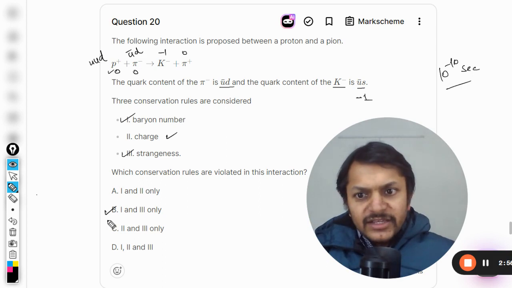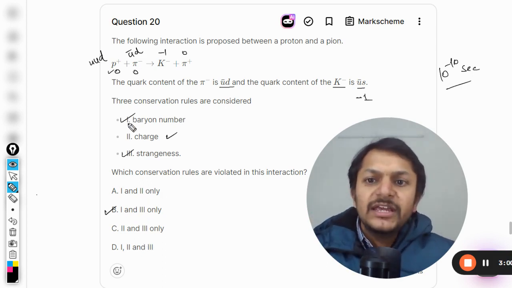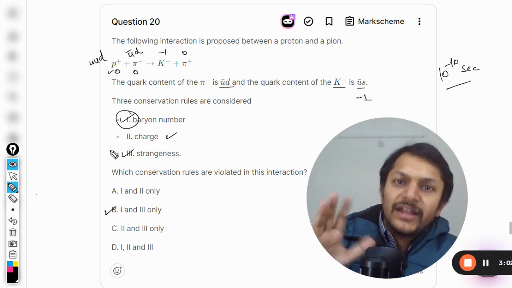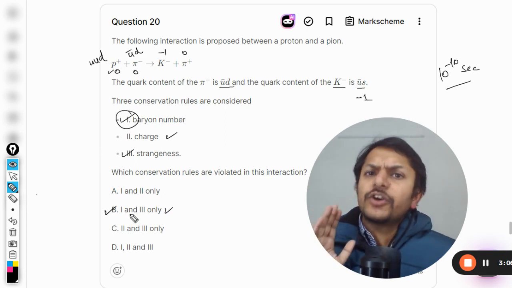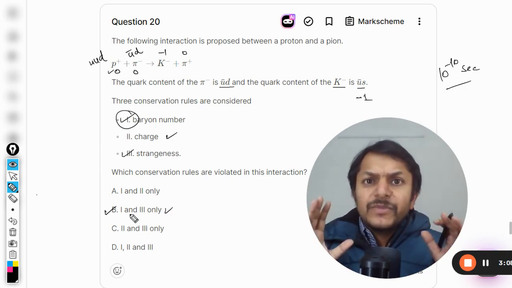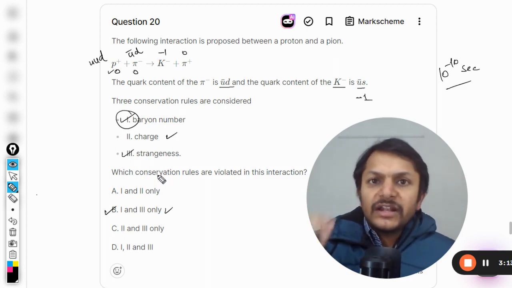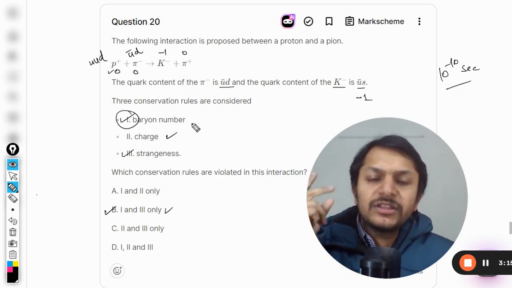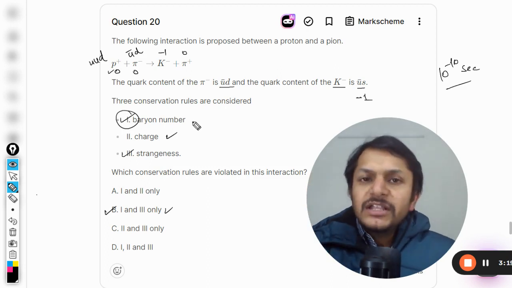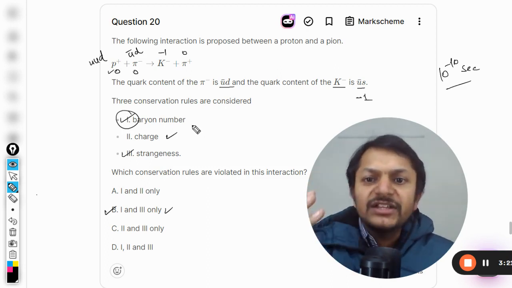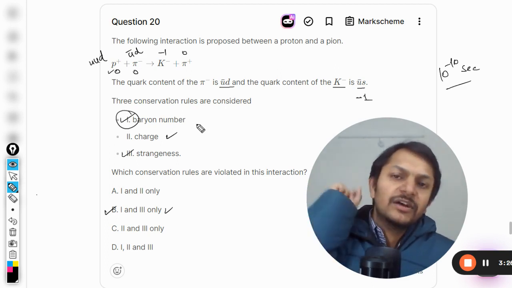So I know the answer will be B because there is no option that says that only number 1 is the correct answer, by the way. But there is no such option. So we will definitely go for option B. But strangeness is not a conservation rule. There are 3 conservation rules. One is baryon number, another is the charge number, and the third one is the lepton number. These are the 3 conservation principles. Strangeness is not conserved. It may or may not be conserved.